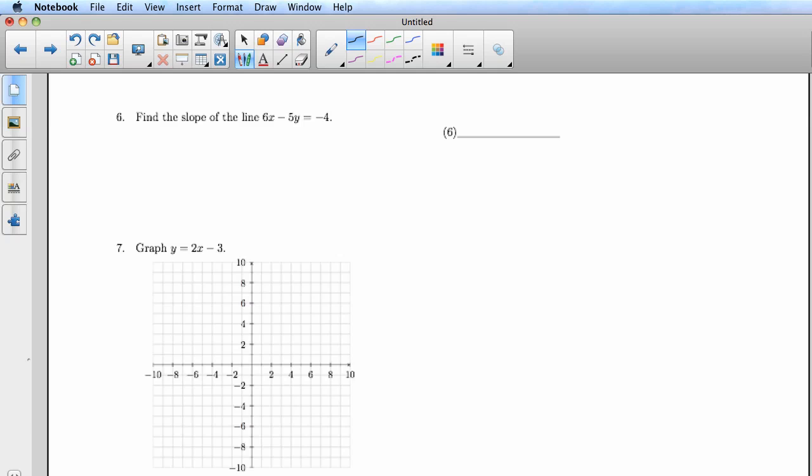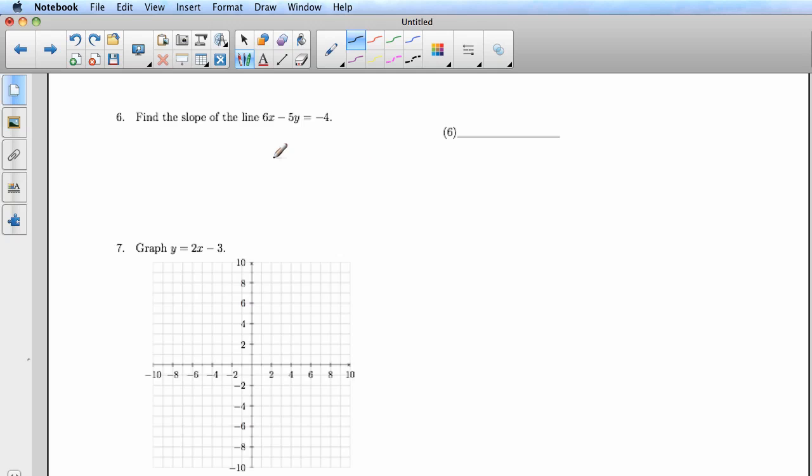For the next question, we're trying to find the slope of a line, and the easiest way to do this from the equation is just to write the equation of the line in slope-intercept form, because once it's written in the form y equals, we'll be able to identify the slope and the y-intercept from the numbers on the right-hand side.